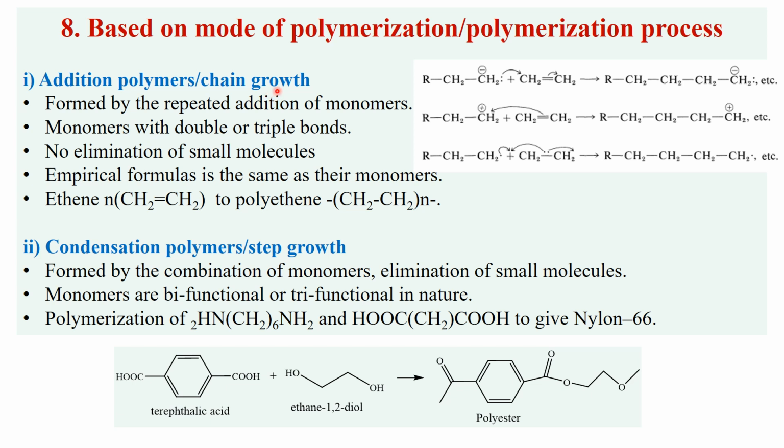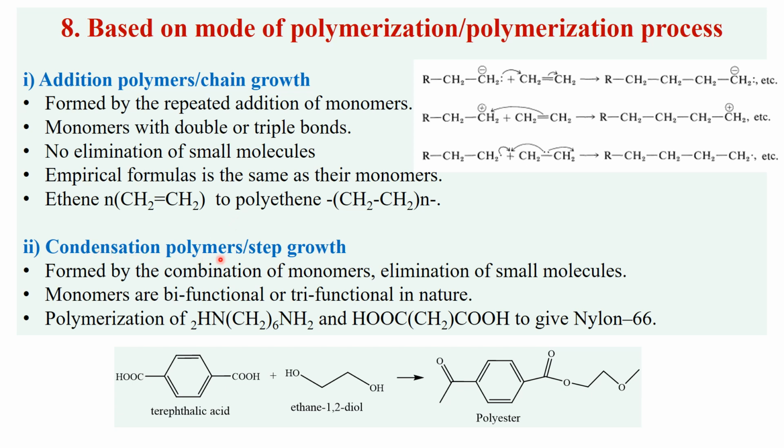It is further classified into three types. First is the anionic polymerization, if the intermediate formed is anion. It is cationic polymerization if the intermediate is cation, and it is a free radical polymerization if the intermediate is free radical.